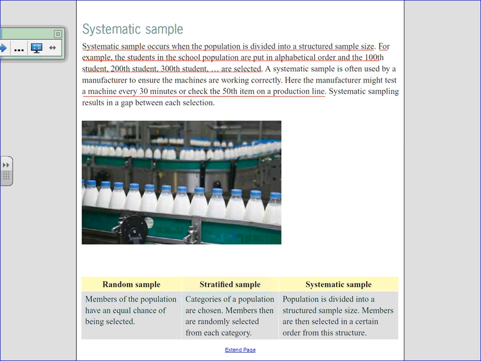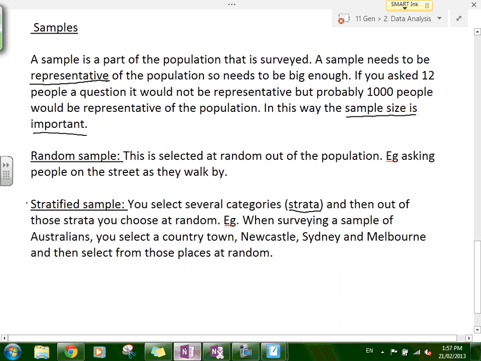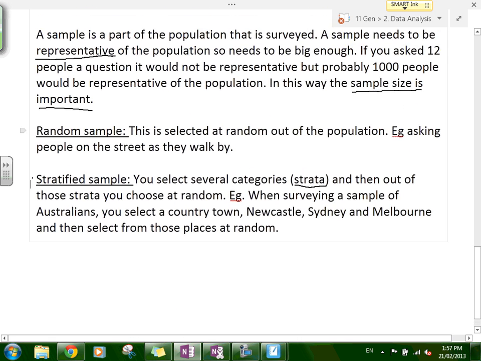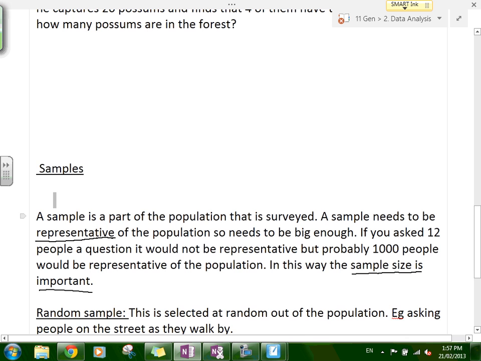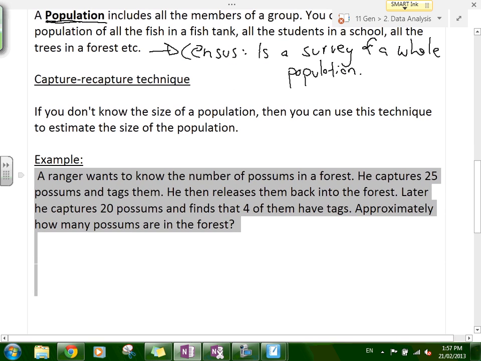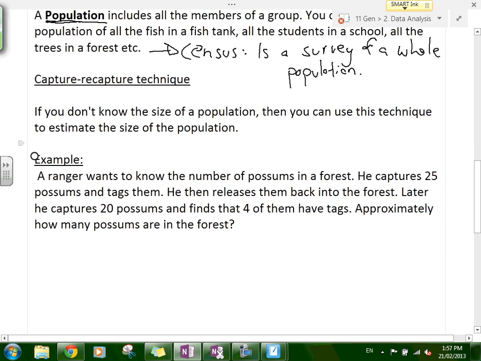So, we'll go back to exercises 4.4 and 4.5. Before you do the exercises, let's talk about capture-recapture techniques. Hands up if you know about the capture-recapture technique. So the idea with this is, when you don't know the size of the population, use this technique to find it.